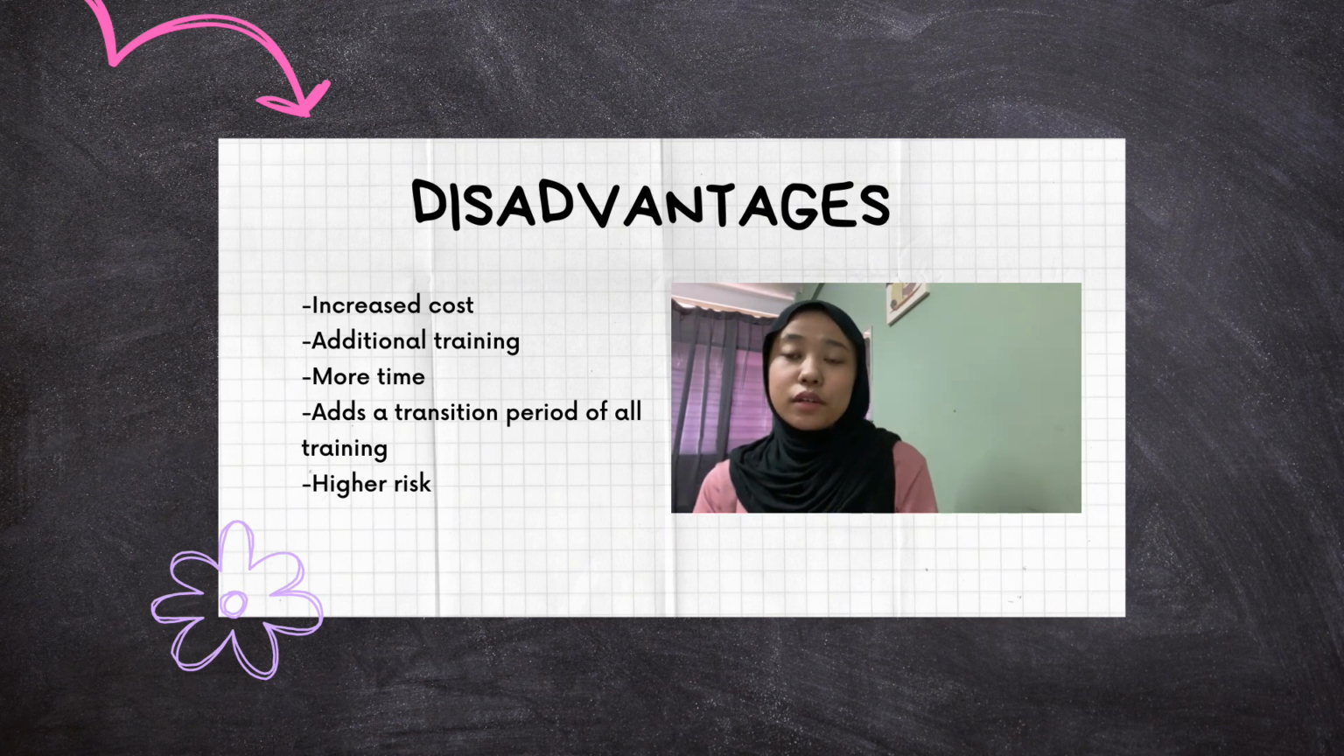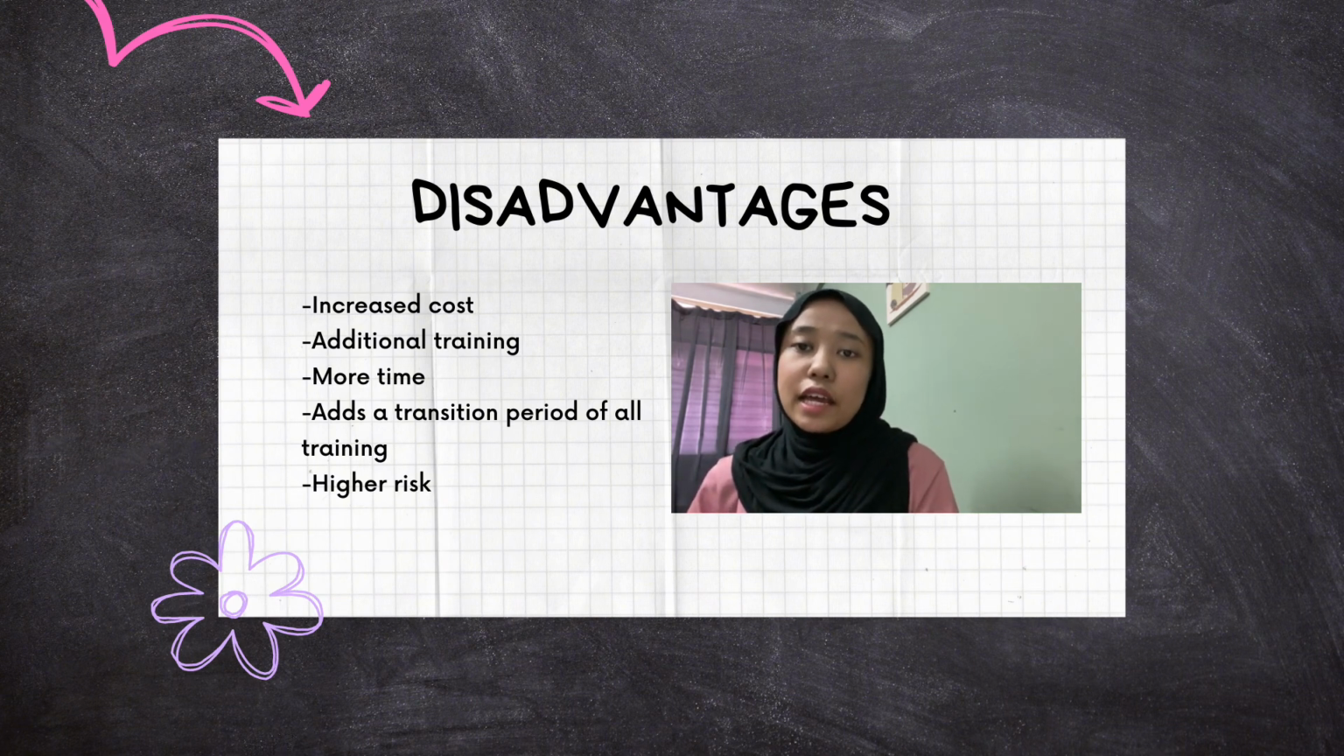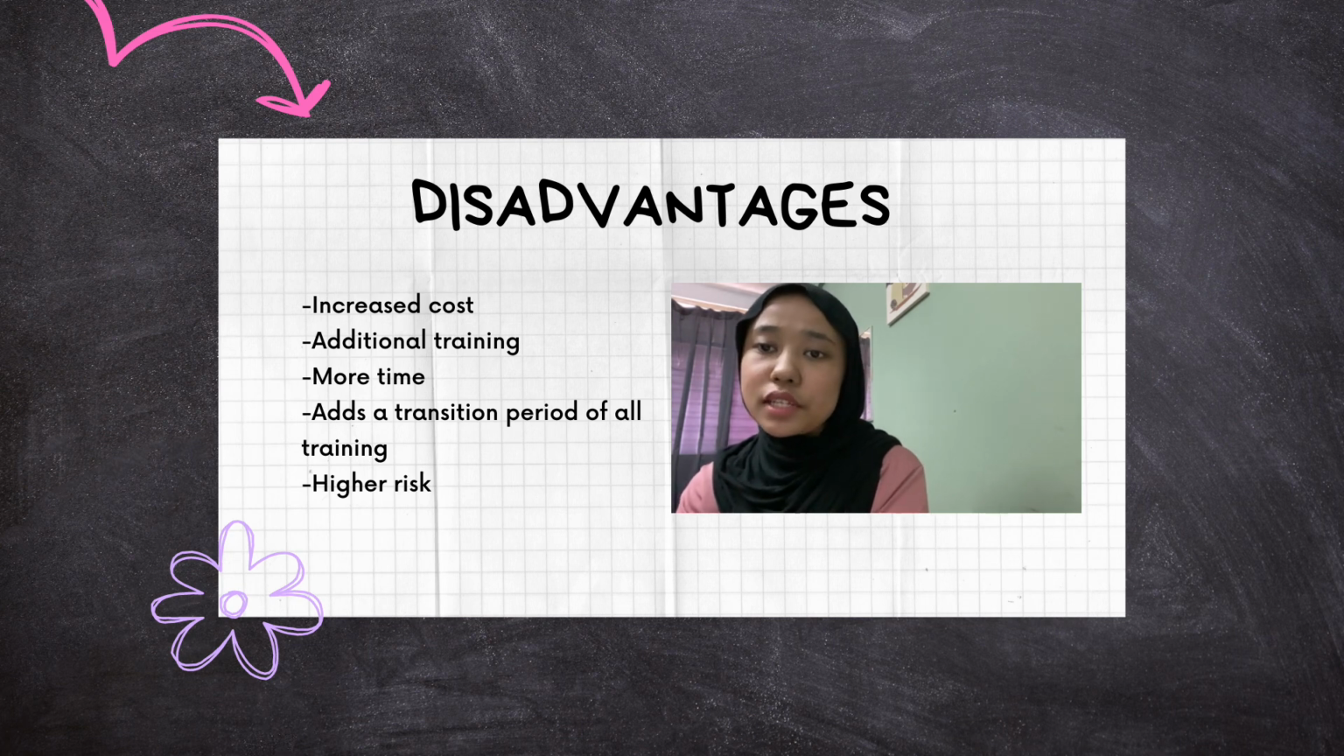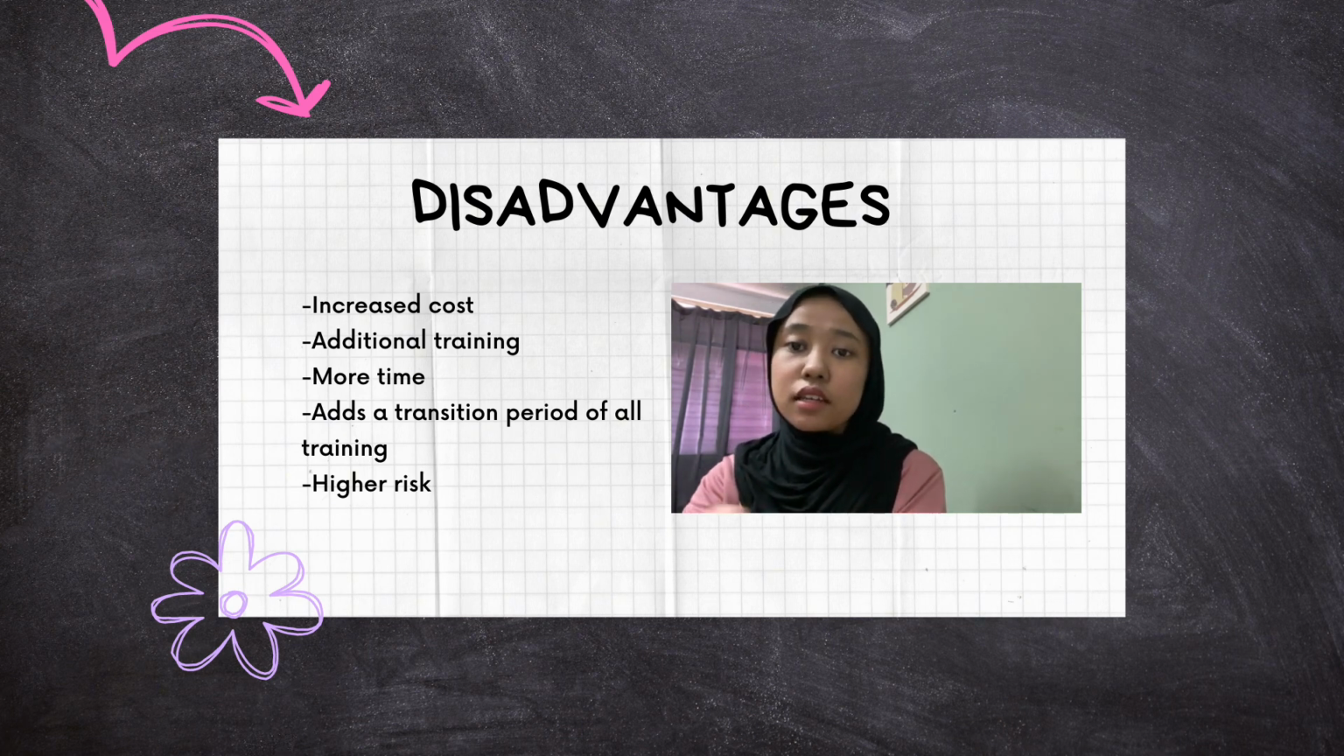So next, I'm going to talk about the disadvantages of external hiring. The first one is increased costs. External recruitment typically costs more than internal recruitment. Organizations may pay for a recruiting service, memberships for job search sites, and travel for long-distance candidates.